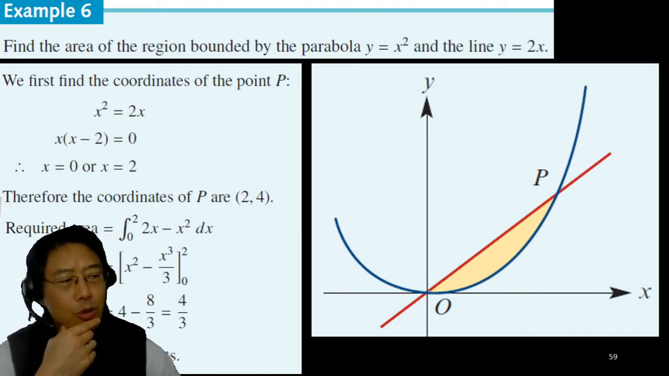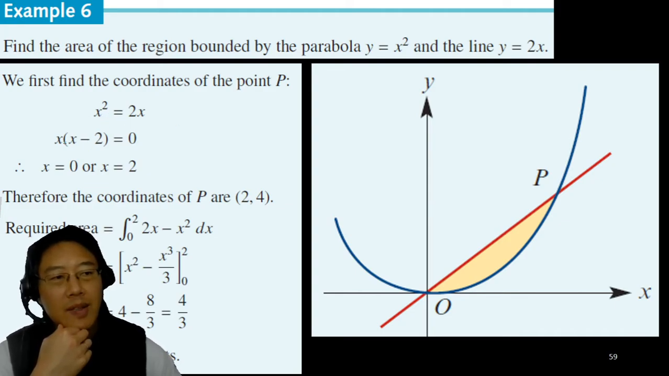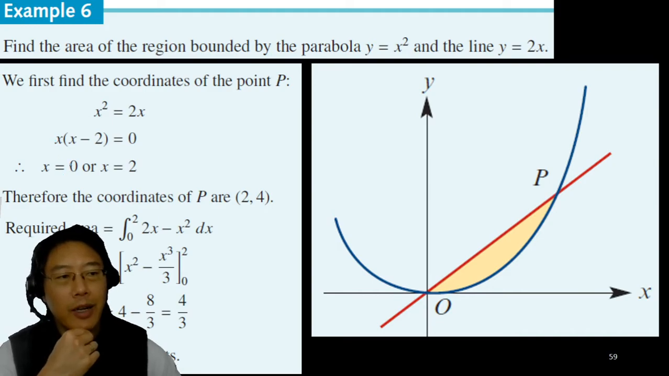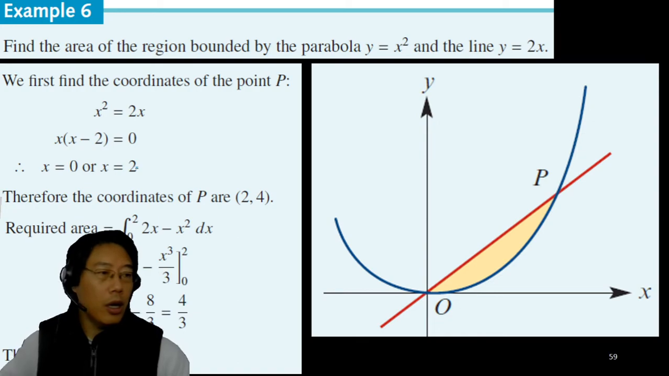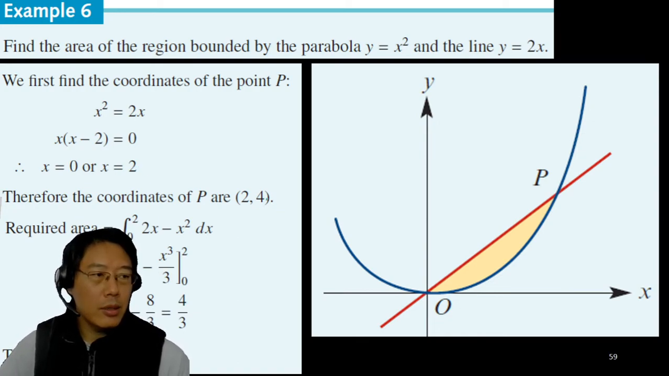So you need to find the boundaries. So that starting point and that one. So you make the two y's equal. You bring it on the left hand side, you factorize, you don't need to use the quadratic formula, you'll find out x equals 0 and x equals 2. So those are your two boundaries. I don't know why it's mentioning the coordinates. You don't really need that.